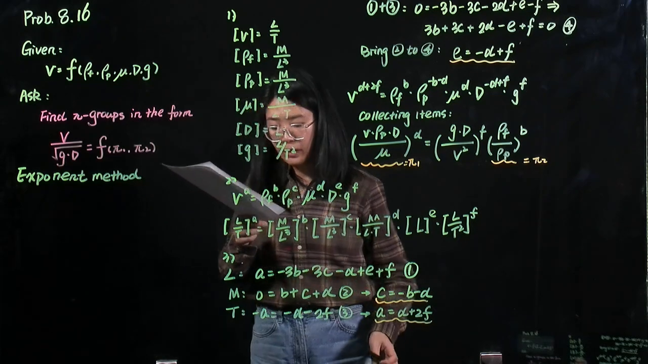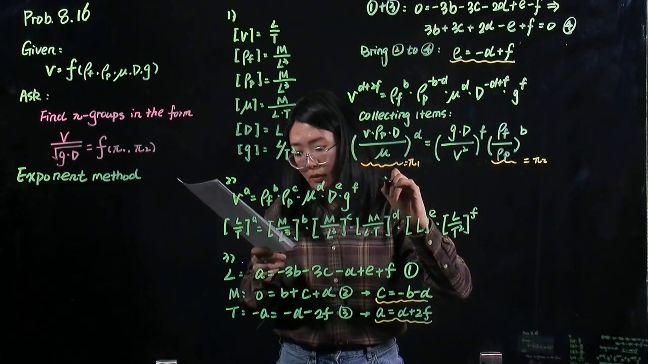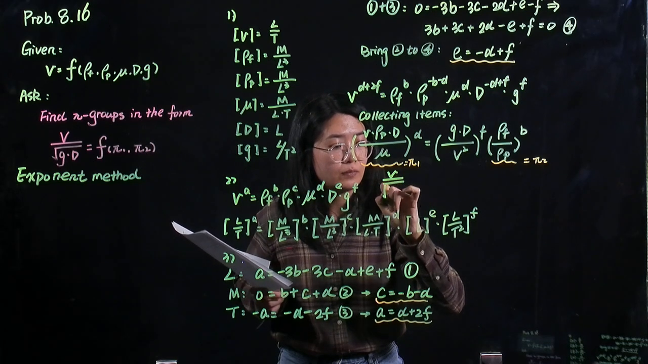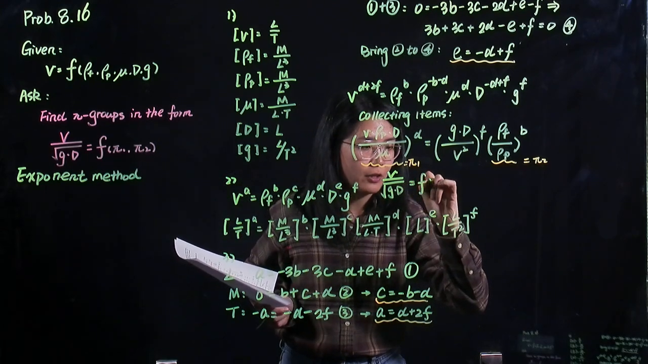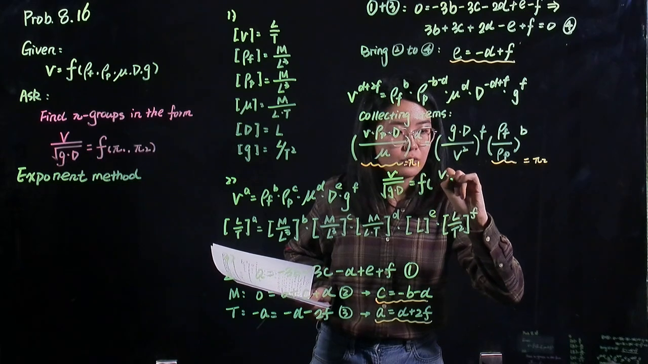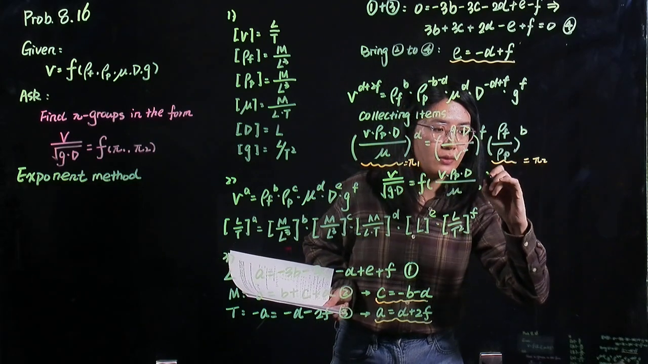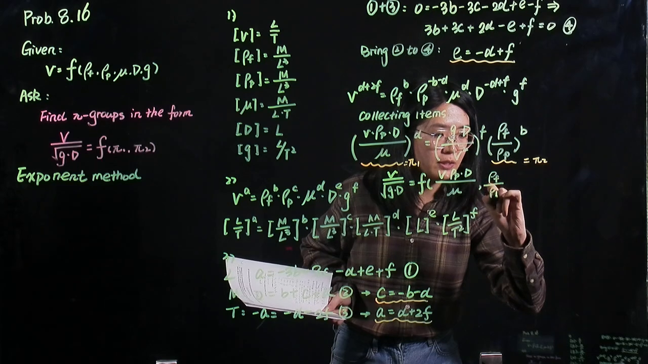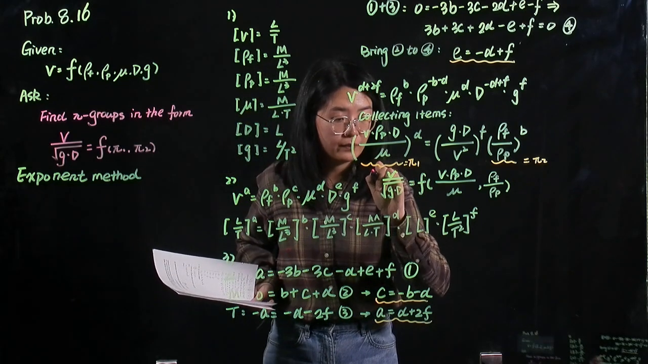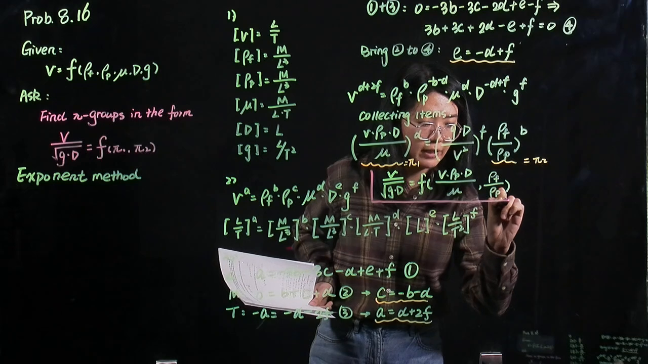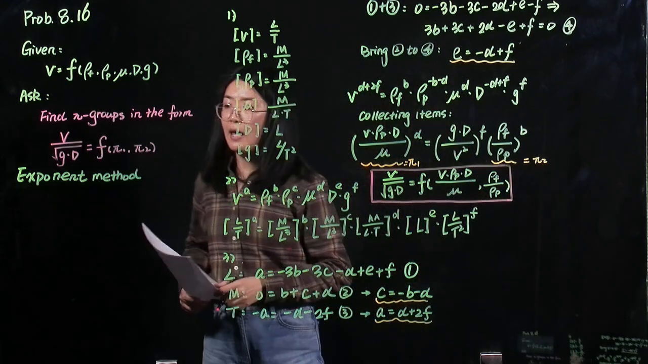Okay, so therefore, the function can be written as V over the square root of G times D equals a function of pi 1, which is V times rho sub P times D over mu, and pi 2, which is rho sub F over rho sub P. Okay, this is the result for our last problem by applying the exponent method.